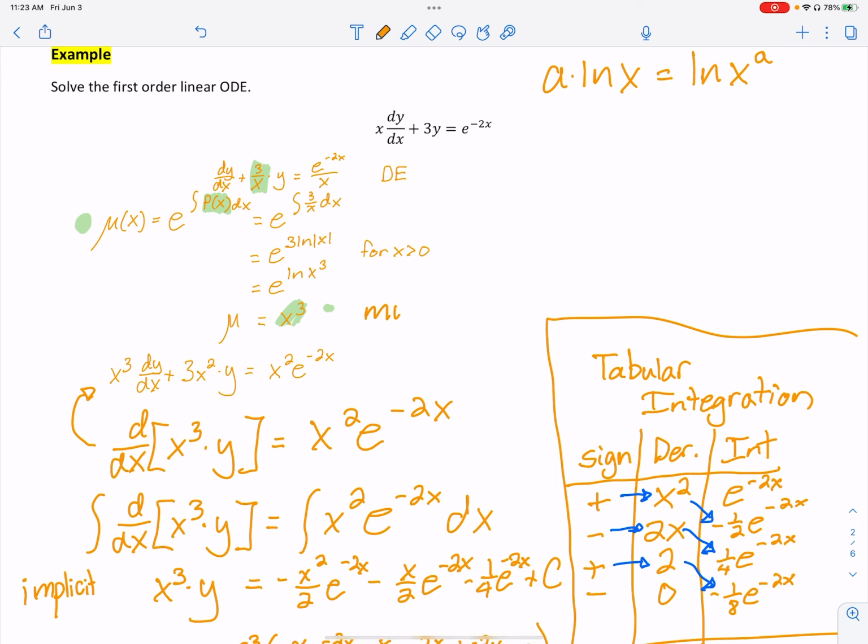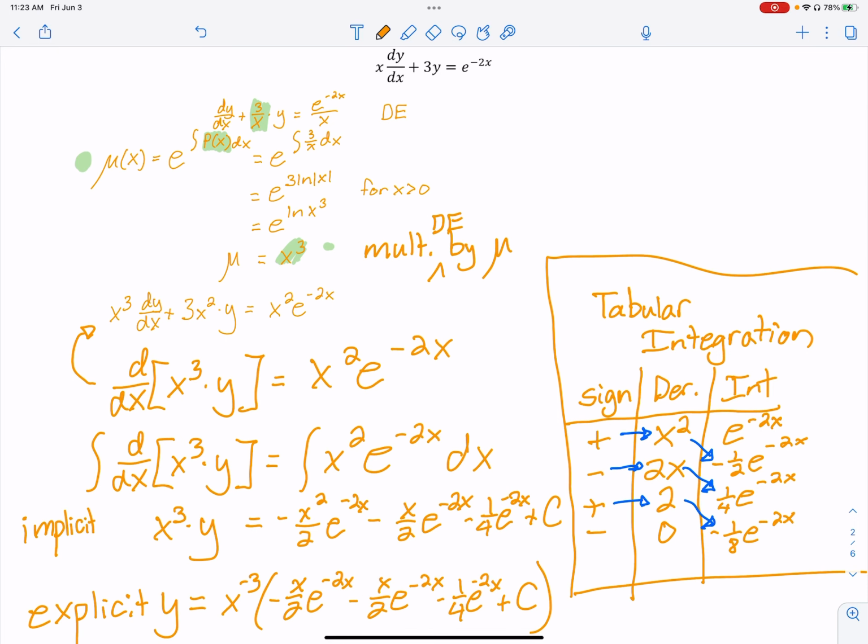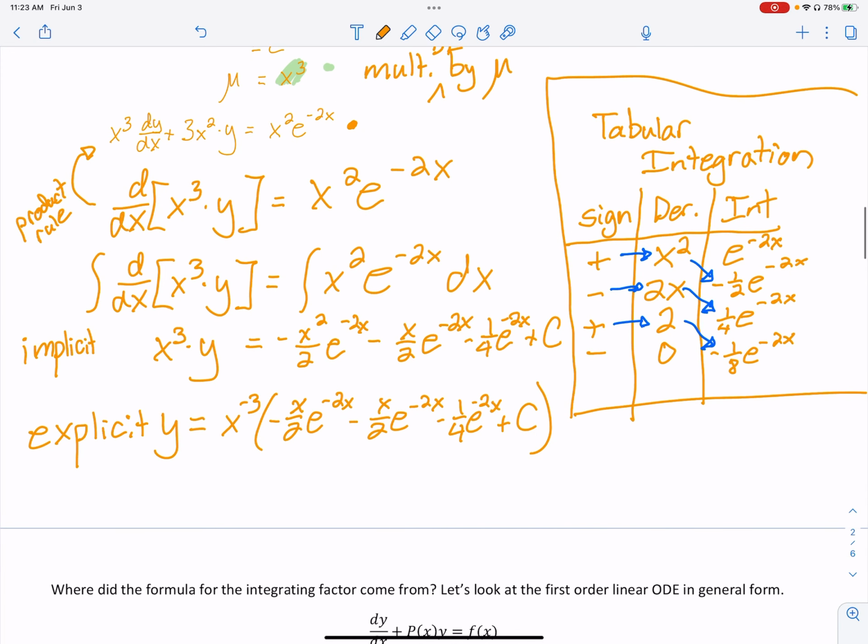Then we multiplied the DE by mu. That's what this line is. Then this is a product rule. We forced the product rule to happen. The reason we want the product rule is because once we have it, if we take the integral of both sides, it just undoes that derivative, leaving me with the y, which is what we were wanting. Like I said, most of the work is going to be right here, that integral on the right-hand side.